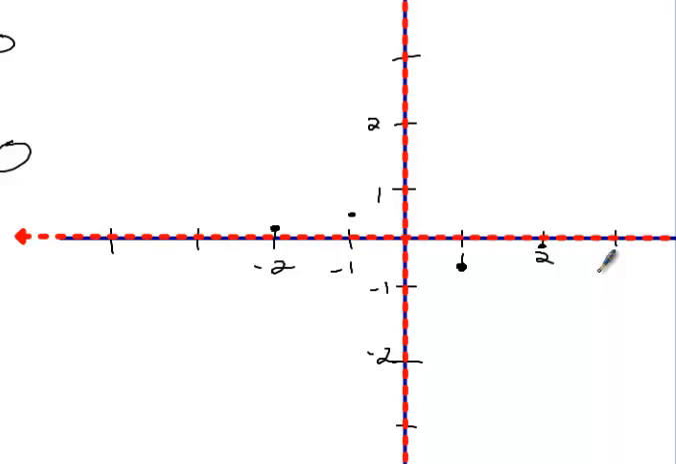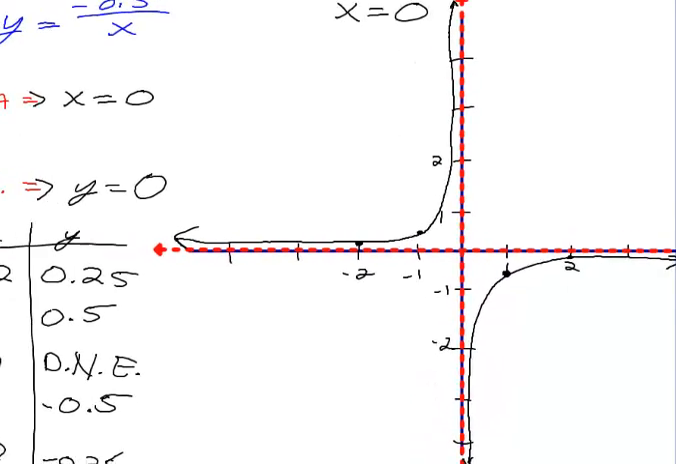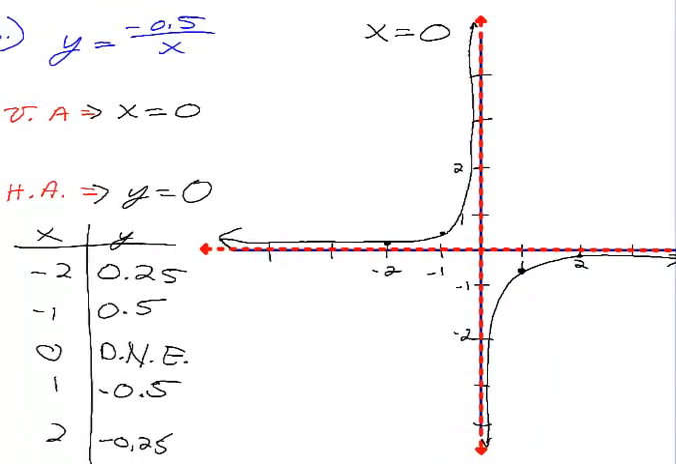And now I just connect my dots because I know what my shape is going to look like. So I start next to the asymptote here, come down, curl through the dots, extend out forever, start down at negative y, curl through my points, and that's it, you're done.